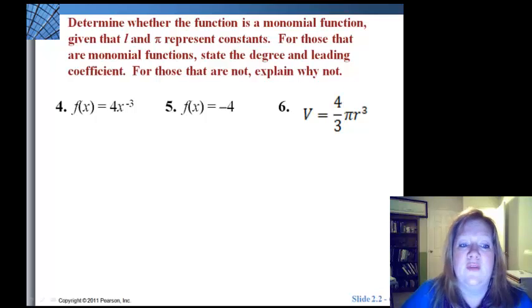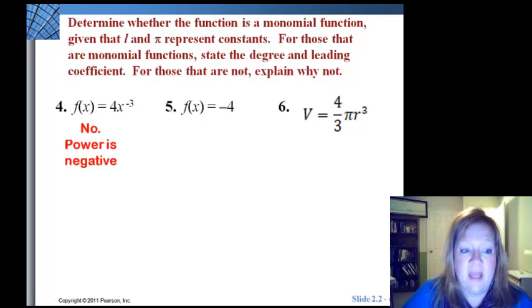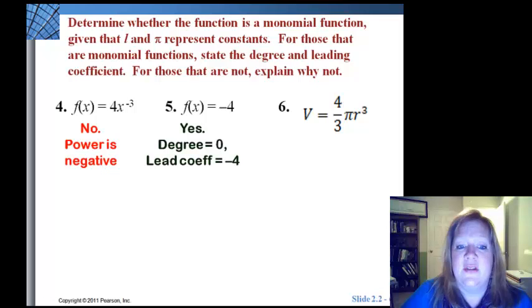So this one right here, 4x to the negative 3. This one is not a monomial function. The reason being is the power is negative. Remember, the power has to be a positive integer. Number 5, it is, because you could represent negative 4 as negative 4x to the 0 power. Anything to the 0 power is 1, so that's where they get the degree equals 0. Lead coefficient is negative 4. Again, you could represent that as negative 4x to the 0 if you wanted to.